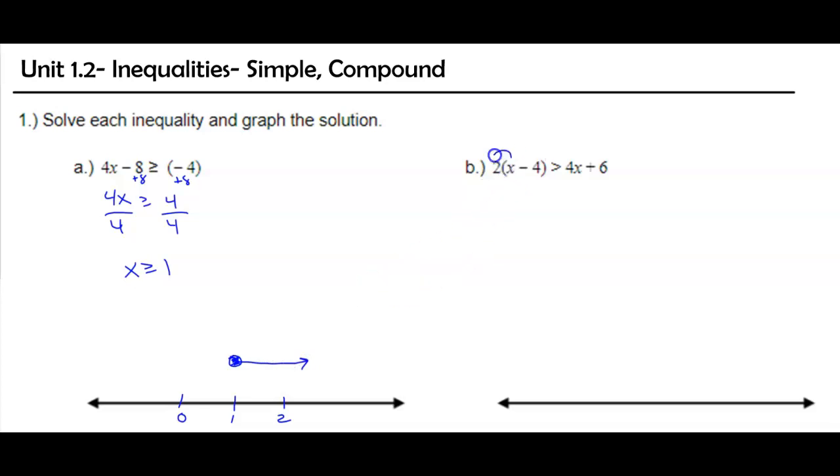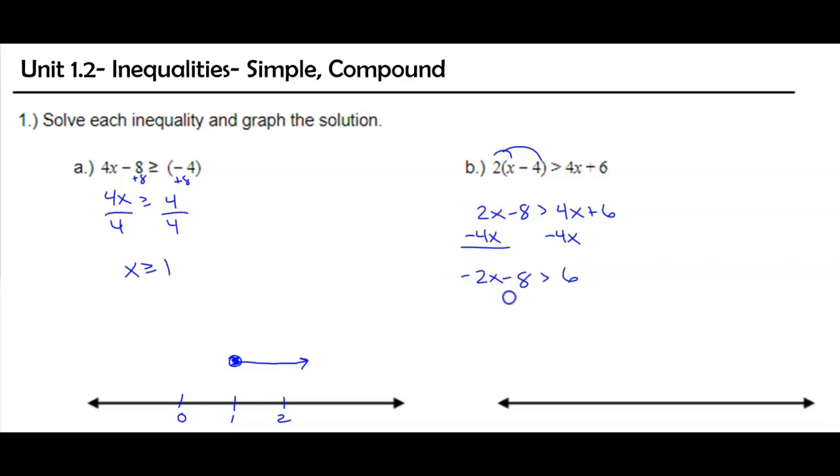In the second one, we need to use a distributive property first. So that's going to give me 2x minus 8 is greater than 4x plus 6. And then what I want to do again is get the x by itself, or get my x's by themselves. So I'm going to bring, oh my gosh, why did I just bring that 2x over? I'm going to bring this 4x to the left side by subtracting. And I have 2x minus 4x, which is negative 2x. I'm going to bring down the rest of my problem.